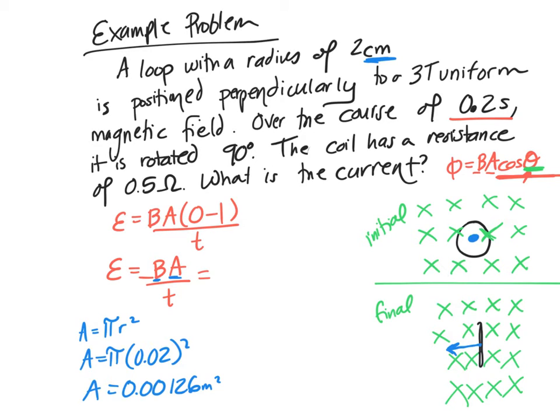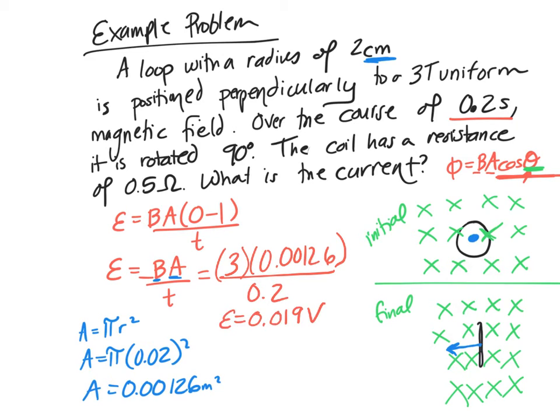Okay, so we got 3 as our magnetic field strength. Our area is 0.00126. And the time was 0.2 seconds. And math gives us that. Boy, that is a pretty low voltage, but that's what happens when your teacher's tired and they just make up numbers.